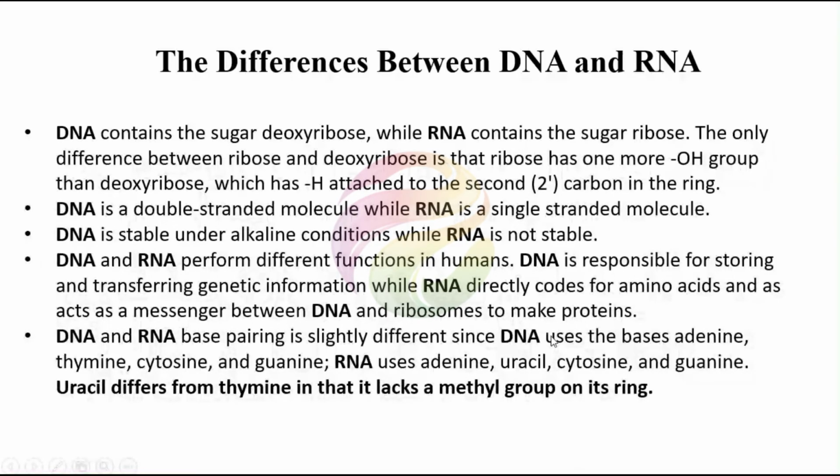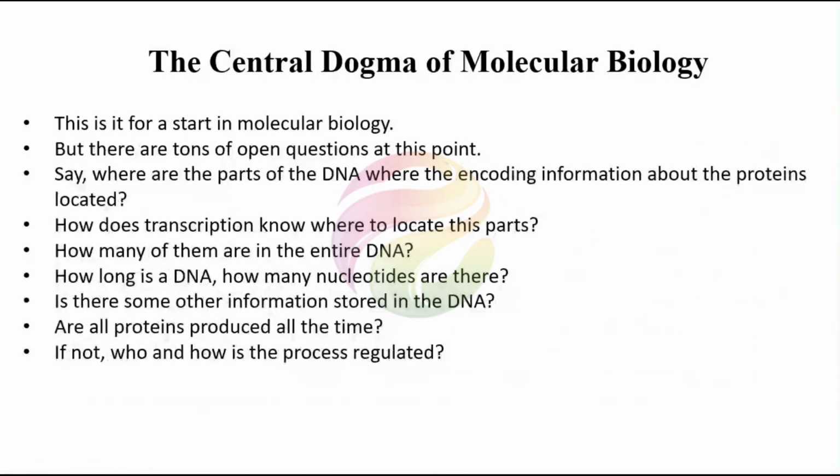As we have already discussed in the previous classes as well, the bases in DNA will be A, T, G, C, and in the case of RNA the T will be replaced by uracil, and then you will see A, U, C, and G in the RNA. Uracil differs from thymine in that it lacks a methyl group on its ring. Okay, this is it for a start in molecular biology.